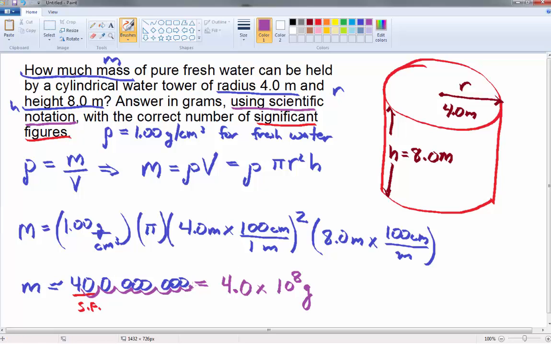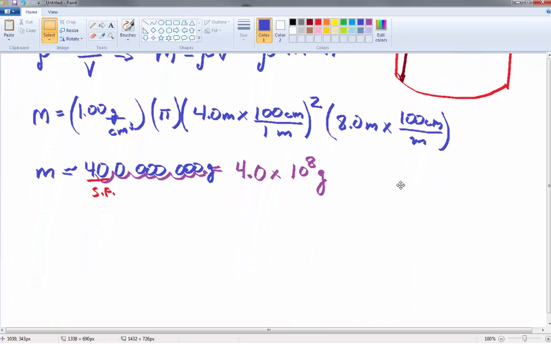Okay, so 4.0 times 10 to the 8 grams is not how we will actually enter this answer into Blackboard, though. Blackboard has a very particular way in which it will allow for you to enter stuff in scientific notation. And that particular way is that you have to use a capital letter E. So in Blackboard speak, this number, 4.0 times 10 to the 8, gets translated as E plus 8.